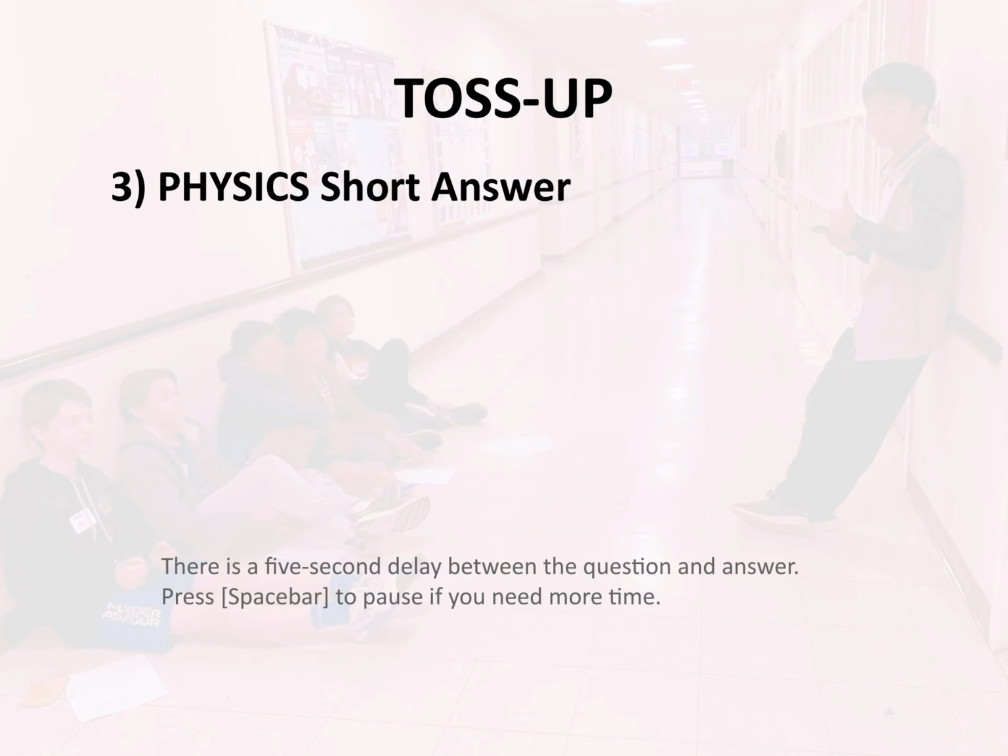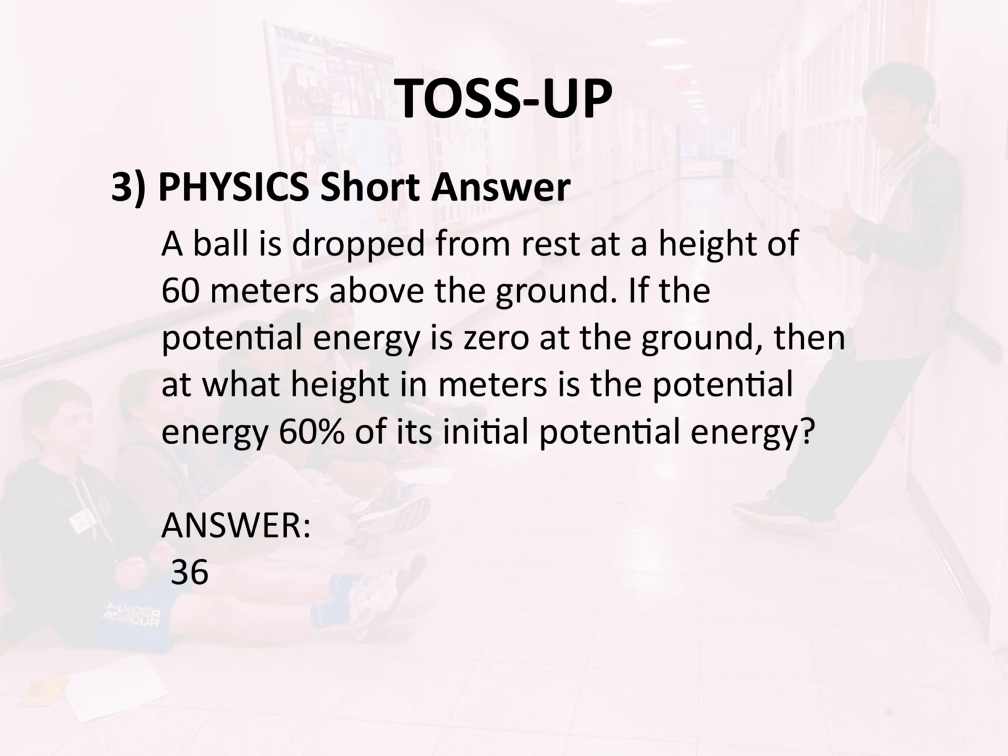Toss-up 3. Physics. Short answer. A ball is dropped from rest at a height of 60 meters above the ground. If the potential energy is 0 at the ground, then at what height in meters is the potential energy 60% of its initial potential energy? Answer: 36.